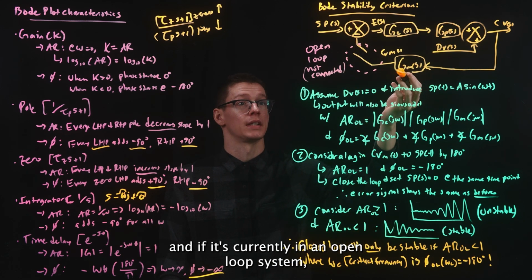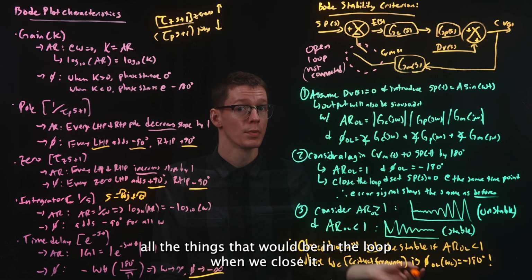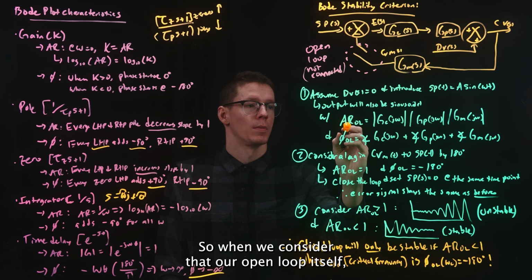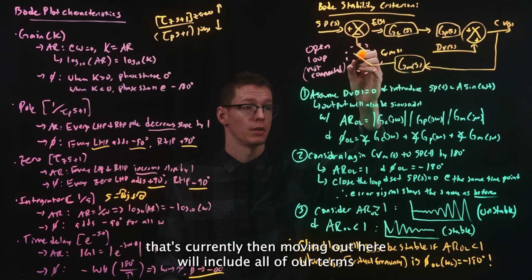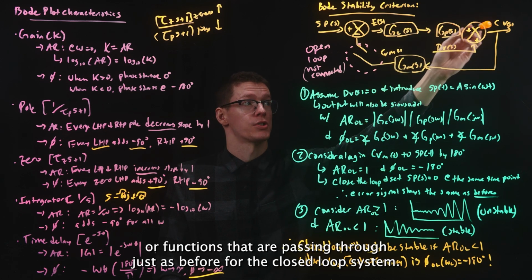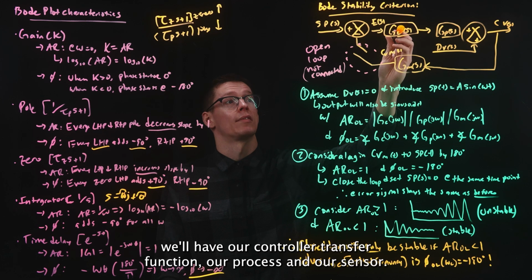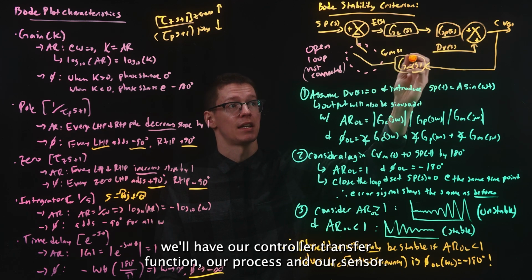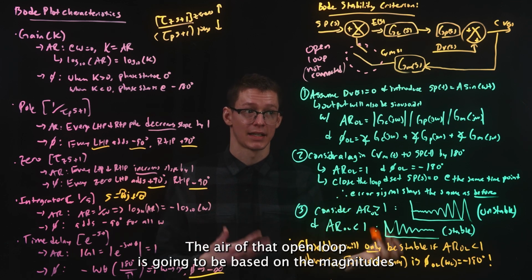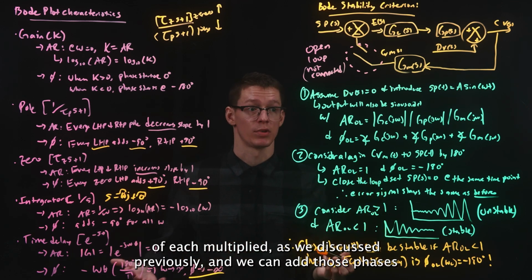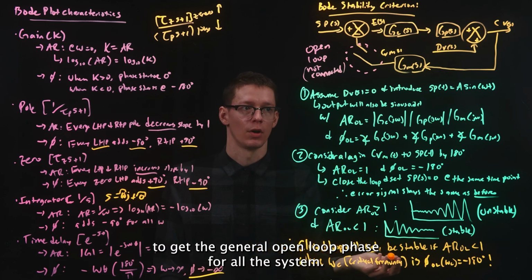And if it's currently in an open loop system, then it's going to have to consider all the things that would be in the loop when we close it. So when we consider that, our open loop itself, that's currently moving out here, will include all of our transfer functions that are passing through, just as before for the closed loop system. Therefore, we'll have our controller transfer function, our process, and our sensor. The AR of that open loop is going to be based on the magnitudes of each multiplied, as we discussed previously, and we can add those phases to get the general open loop phase for the whole system.